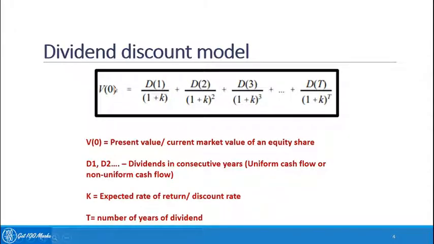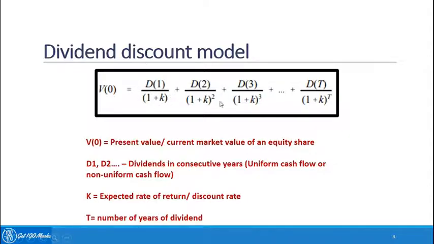Now, if you see this formula, V0 represents the present value or the current market value of an equity share. D1, D2, D3 till the time period T represent dividends in consecutive years. Now, these dividends can be uniform every year or they can be non-uniform depending upon what the company decides. K is the expected rate of return or the discount rate.